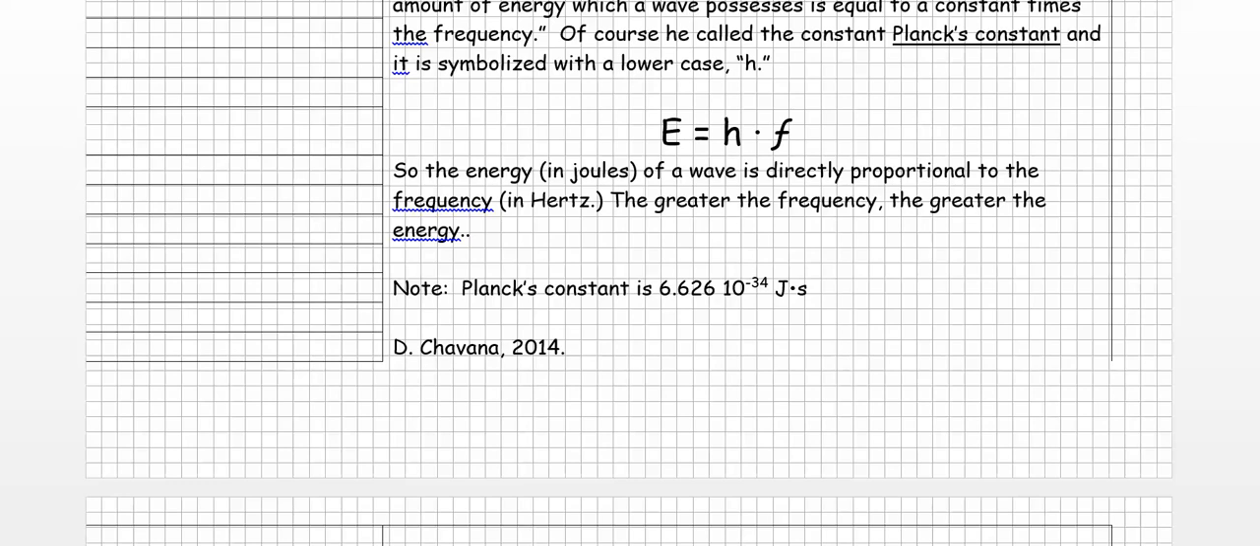Now note, Planck's constant is 6.626 times 10 to the minus 34. That unit is strange, but it's absolutely correct. That's not a typo. It's joule seconds. You've never seen that kind of unit before, so this is the first time. It's 6.626 times 10 to the minus 34 joule seconds. So again, very important: the energy of a wave is equal to Planck's constant times the frequency. The greater the frequency, the greater the energy.